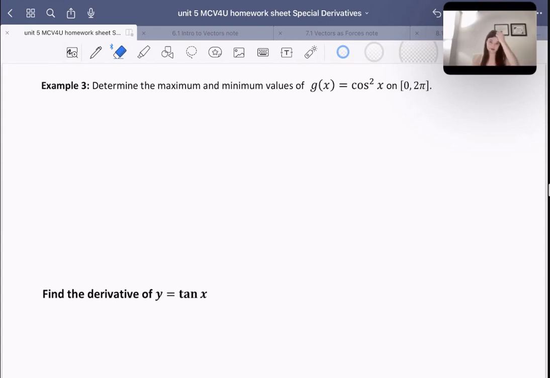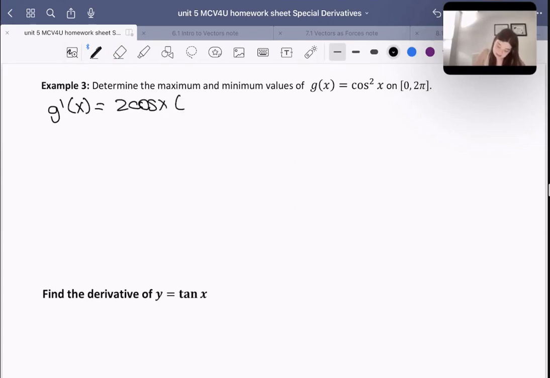We know that in order to figure that out, we need to first find the derivative, right? Because the derivative, as we know from the previous unit, gets us those critical points. It gets us what's the minimum and what's the maximum, okay? So let's do that. The derivative is equal to 2 cosine x times negative sine x, which is equal to negative 2 cos x sine x.